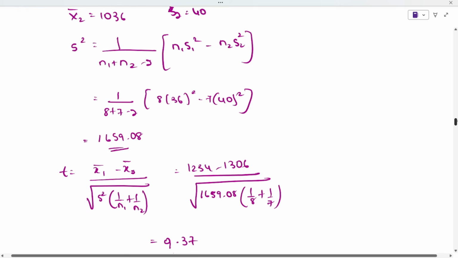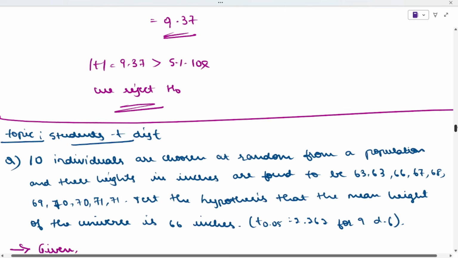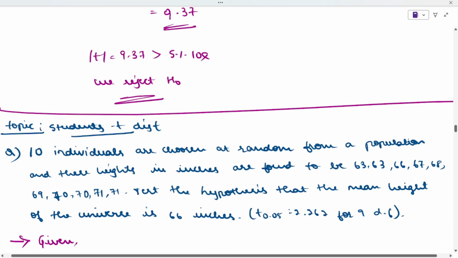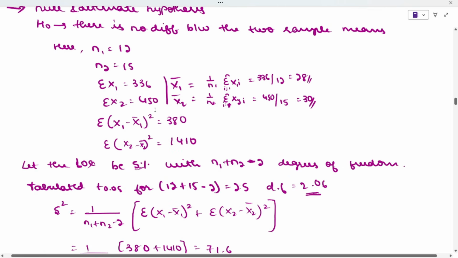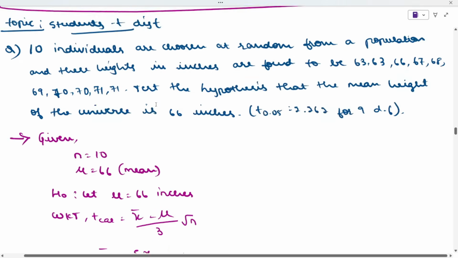Again the same formula you need to apply. Again x1 bar, x2 bar, all the values you have here. The value of t which you have obtained will be greater, so it will be rejected. Okay, this is how we do these types of problems. I hope you understood this, that is tests of significance. It is one of the most important topics. If you have any doubts, you can let me know in the comment section.